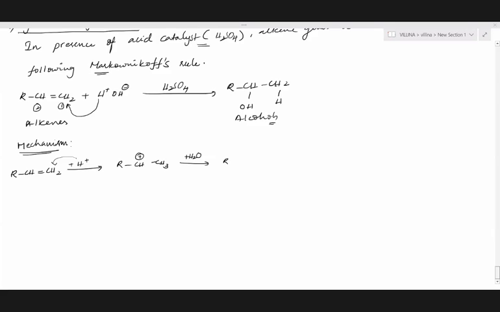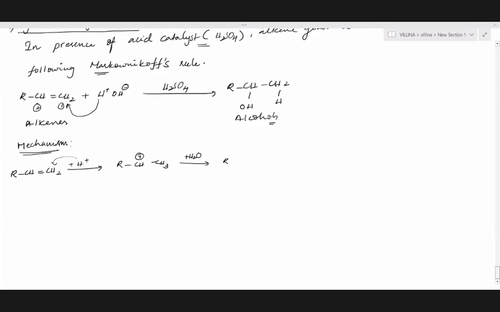All right, there is rearrangement, but we don't need to concentrate on that part now. So in presence of an acid catalyst, when we perform a hydration reaction for alkenes, we end up having alcohols. Okay, let's take a simple example.